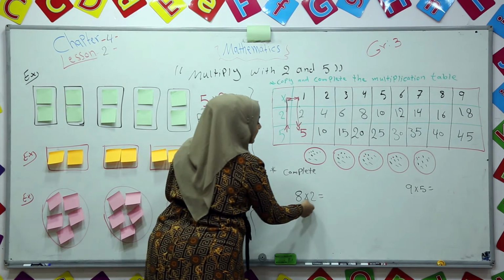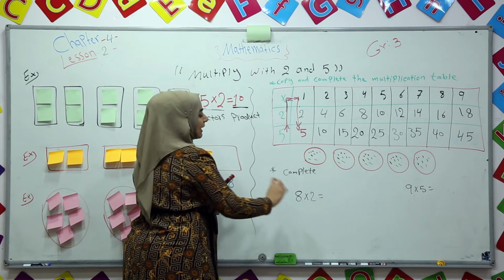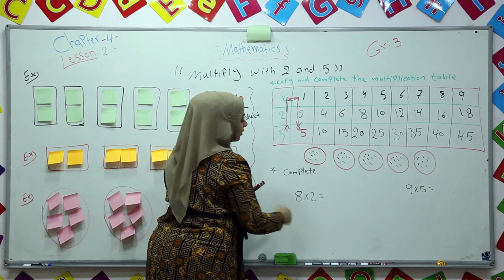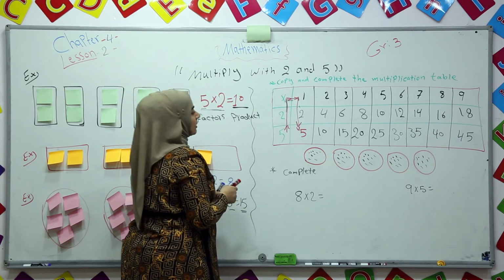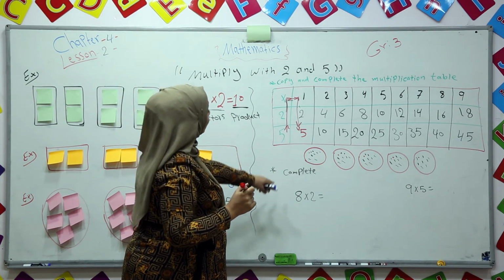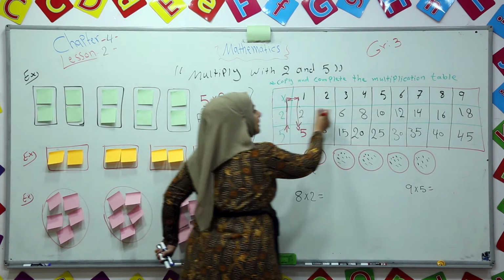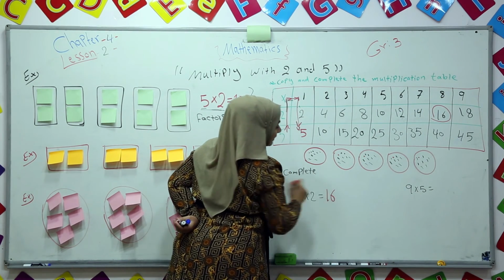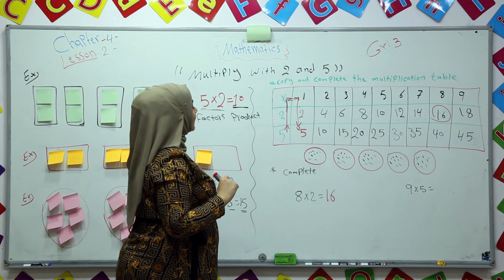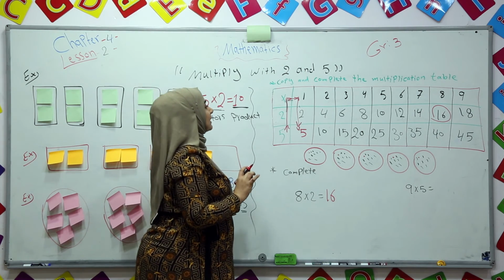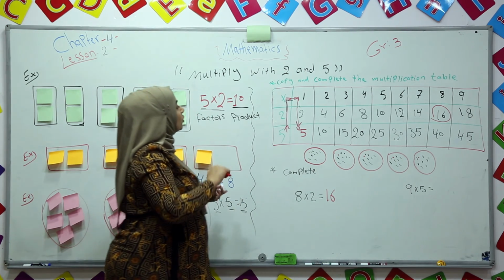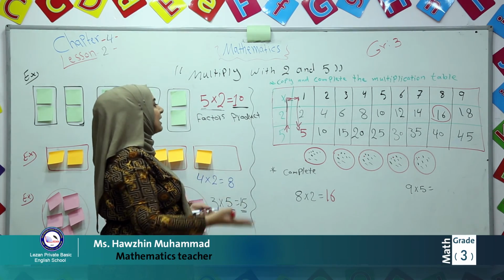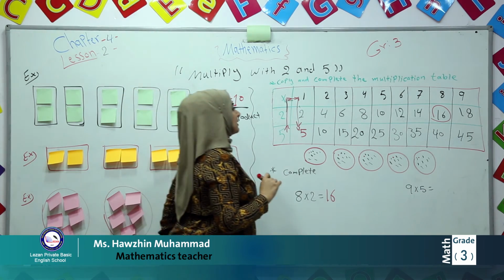Now we have another type of example. Complete. 8 times by 2. That is 8 groups of 2 objects or 2 groups of 8 objects. Where is 2 times 8? 2 times 8, 16. So the answer is 16. And students, there is no difference if I say 2 times by 8 or 8 times by 2. It is the same.